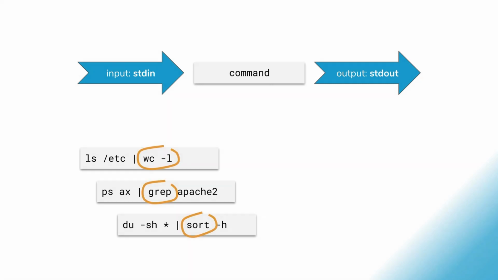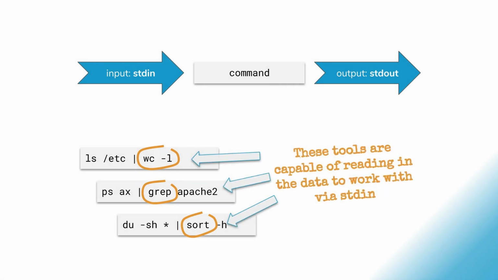These 3 commands, wc, grep and sort, have one thing in common. They are all capable of reading in their data from the input data stream. But there are other types of commands. There are commands that cannot read or that simply don't read from standard input.